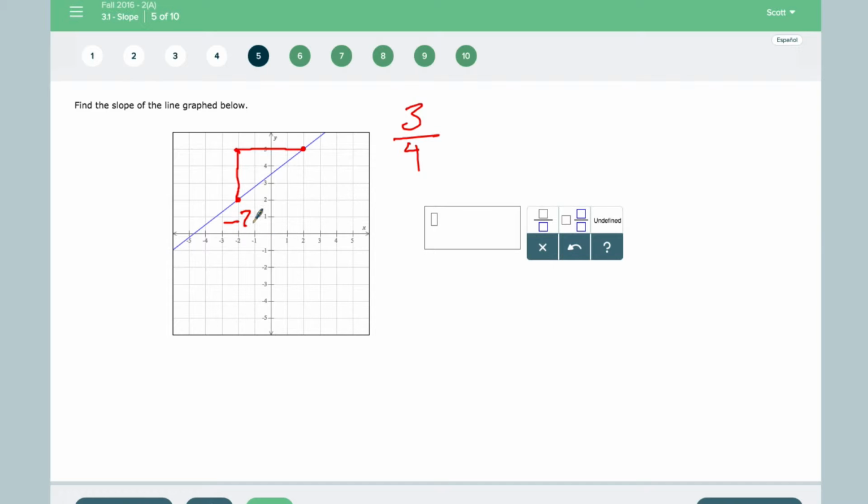You have -2, 2, and over here you have 2, 5. Take the y minus the y and x minus x. What's 5 minus 2? 3. And what's 2 minus a -2? That would be 4. So the answer to that one is 3/4. And to put that in, you would just simply hit the fraction, 3 over 4, just like that.